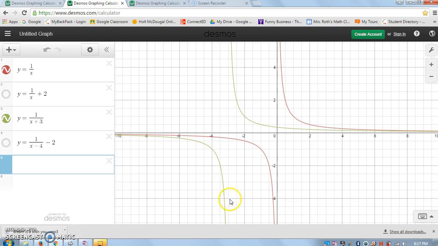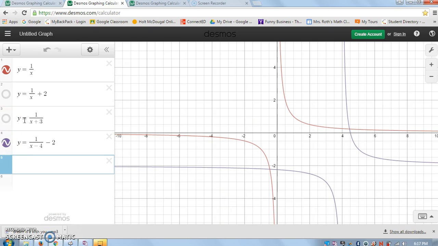That graph is approaching it, but it's never going to touch it. Okay? The fourth one is like a combination of a shift left-right and a shift up-down. So the -2 shifted the graph down. So you'll notice that the horizontal asymptote is at -2. It's pushed it down.